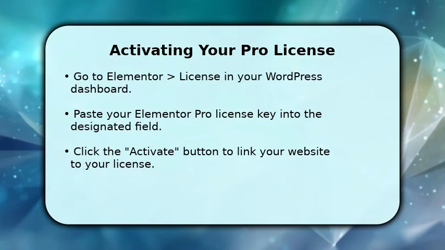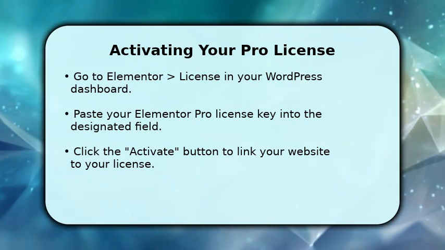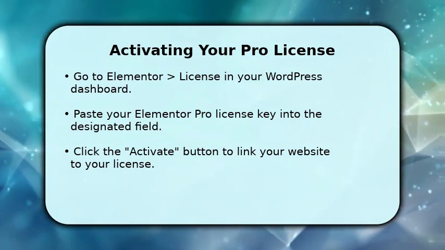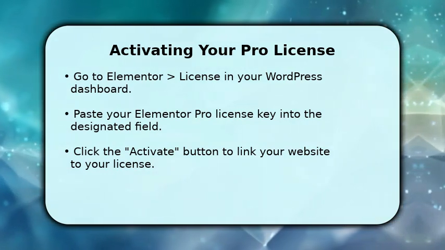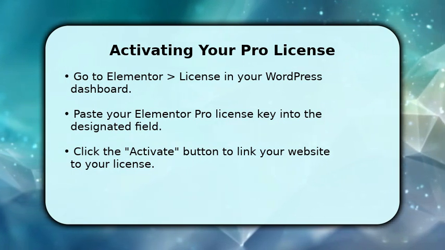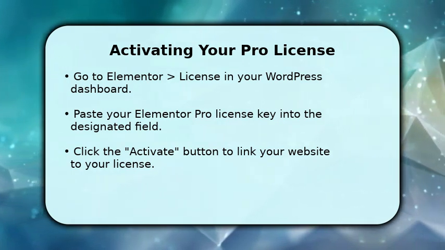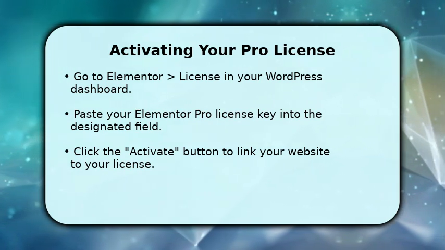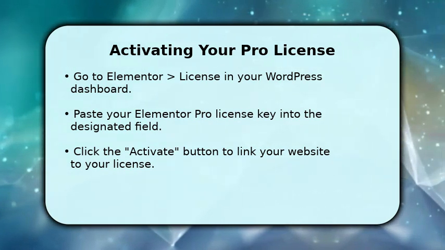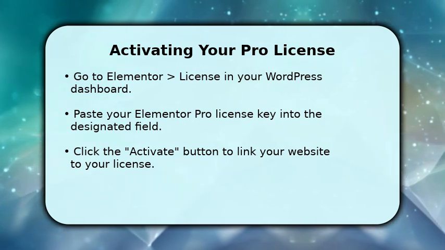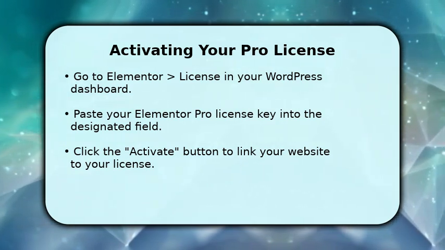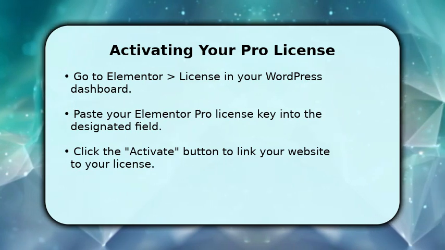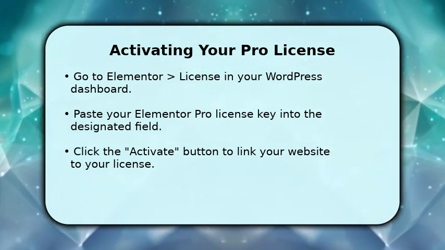To activate your Elementor Pro license, navigate to the Elementor menu in your WordPress dashboard, then select License. Here, you will find a field where you can paste the license key you obtained from your Elementor account. After pasting the key, simply click the Activate button. This action connects your website to your Elementor Pro subscription, unlocking all the advanced design capabilities and widgets.